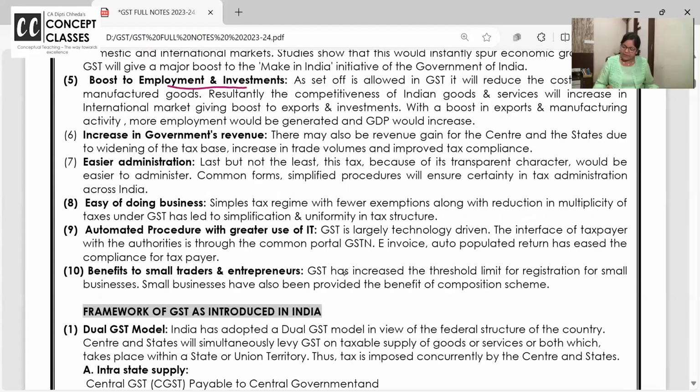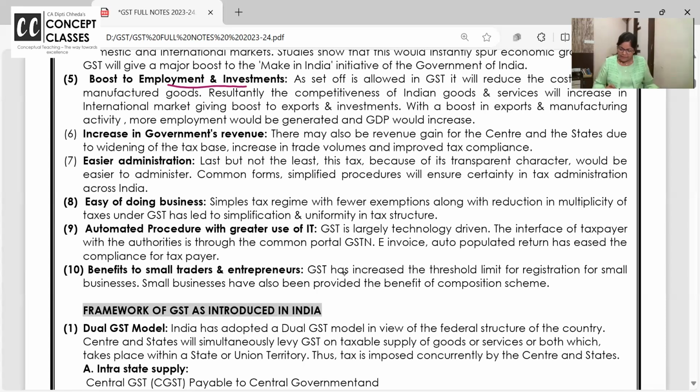Okay, right. Next is administration. It is very easy to do business, very simple to do, output input. But yes, compliances have increased.